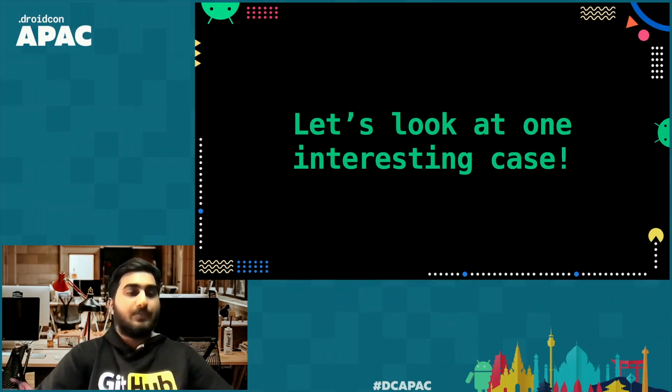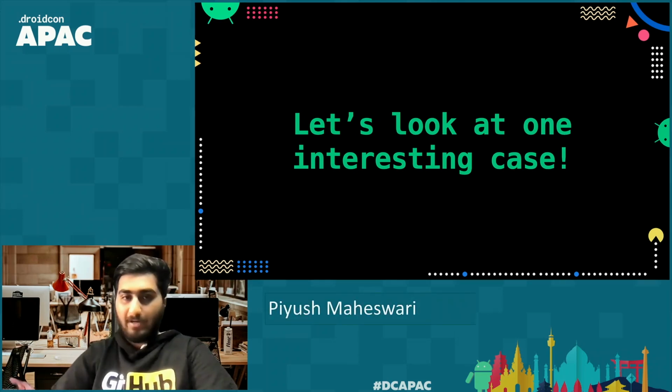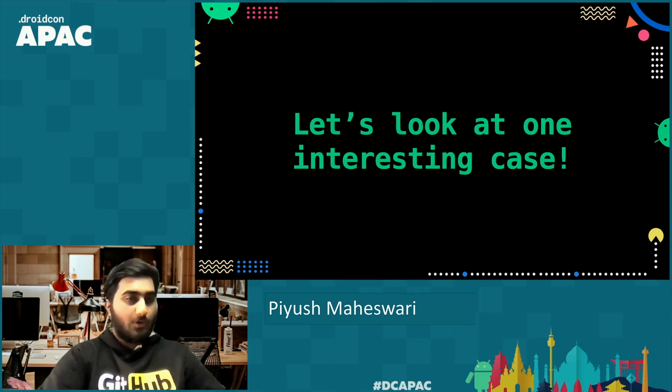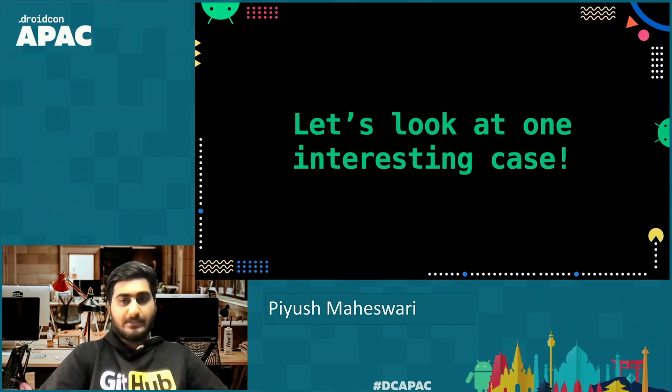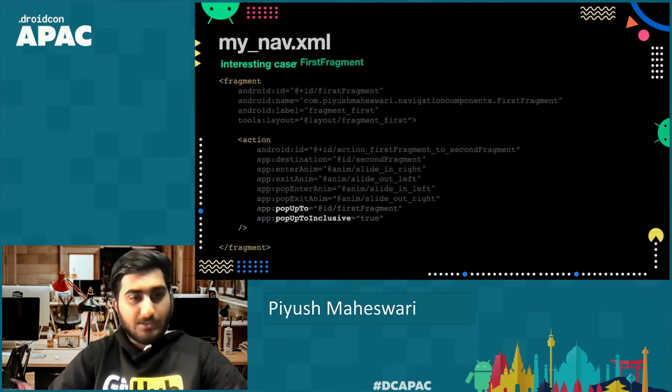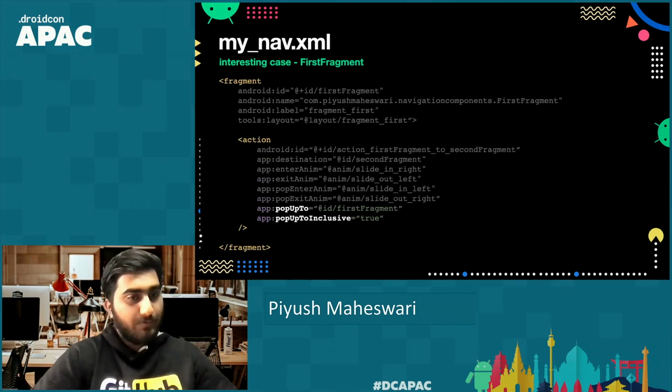For example, in this case, if we make the first fragment the login page and the second fragment the home page of our app, if we are entering the home page, we don't want the users to press the back button and go back to the login page. So how do we do this using navigation components? We have these two options, which are popUpTo and popUpToInclusive.